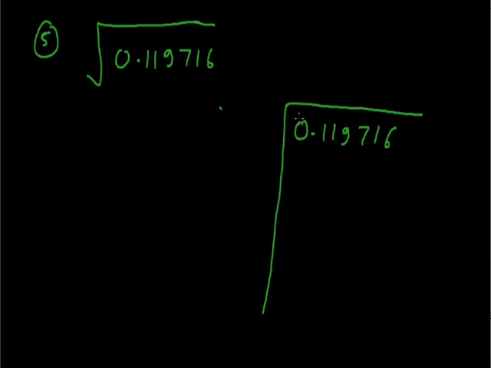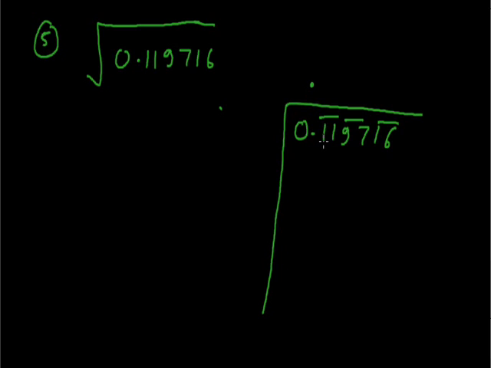When I move to the left side there is no number, so there is no pair. Now from this decimal point I move to the right side and make the pairs of 2. The first pair is 11, then 97, then 16. So these are the pairs. Now we start with the decimal point, so we place a decimal point in the quotient. Now after the decimal point the first pair is 11.